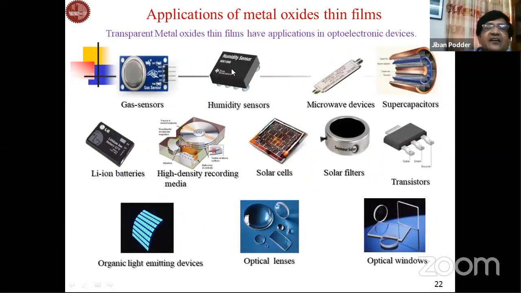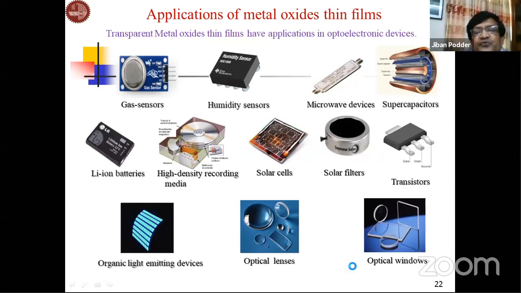Here, I will show some applications of metal oxides. As transparent metal oxides, thin films have applications in optoelectronic devices, gas sensors, humidity sensors, microwave devices, supercapacitors, lithium ion batteries, high density recording media, solar cells, solar filters, transistors, organic light emitting devices, optical lenses, and optical windows.